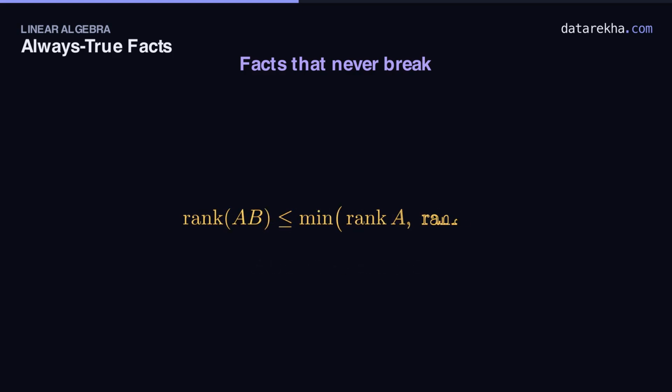Second, multiplying matrices can only lose rank, never gain it. The product's rank is at most the smaller of the two. Two rank-1 matrices can even multiply down to rank 0, a fact we'll turn into a trap later.